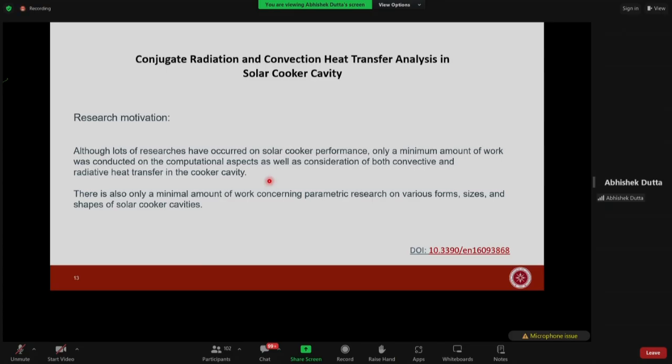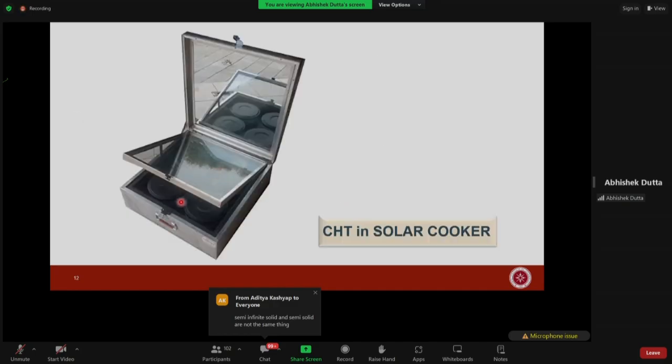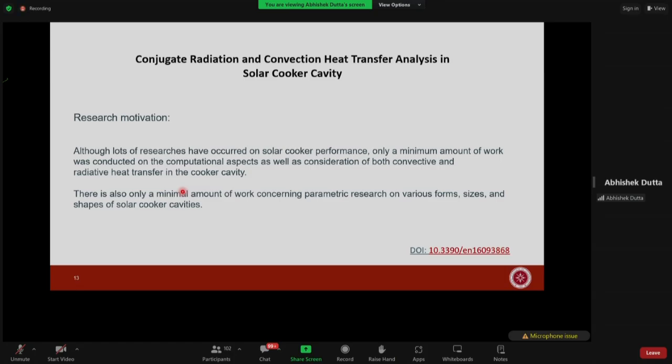In this paper, they worked on convective and radiative heat transfer, so it's not just conductive anymore, but convective and radiative heat transfer in the cooker cavity. The cooker cavity is basically this one, if you can see here. They wanted to determine the optimal form, size, and shape of the solar cooker to gain the maximal heat transfer, obviously for cooking purposes.